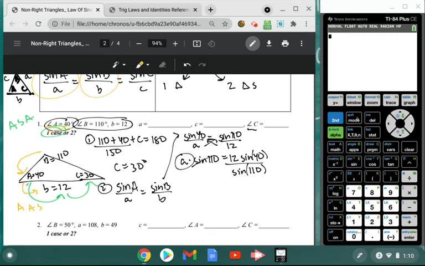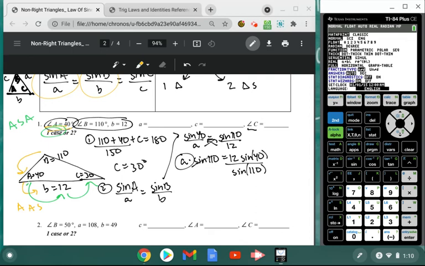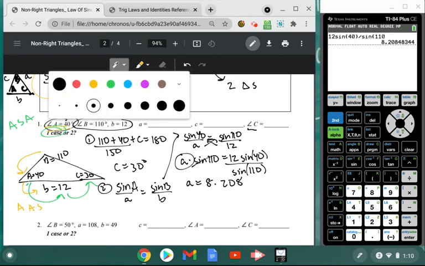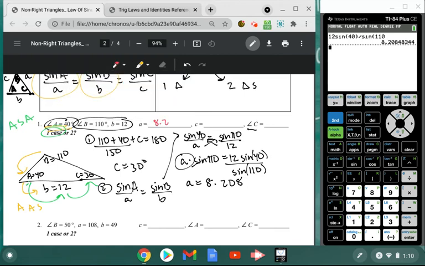Everything's in degrees. So I'm going to start by going to my mode, making sure I'm in degrees, and I'm not. I'm in radians. So I'm going to arrow over to degrees and hit enter. Let's go ahead and quit here. And then I'm going to do 12 sine of 40. You can also do this with Desmos, divided by the sine of 110. And we end up with our first side. So we're going to call that, let's do 3 decimal places, 8.208. So A is equal to 8.208. So writing my answers down, 8.208, and we also had C, which was 30 degrees.